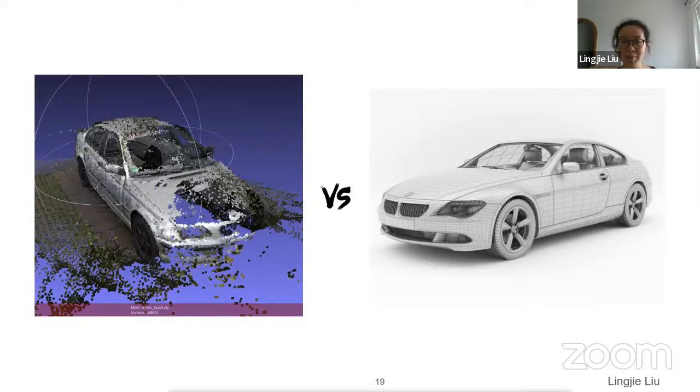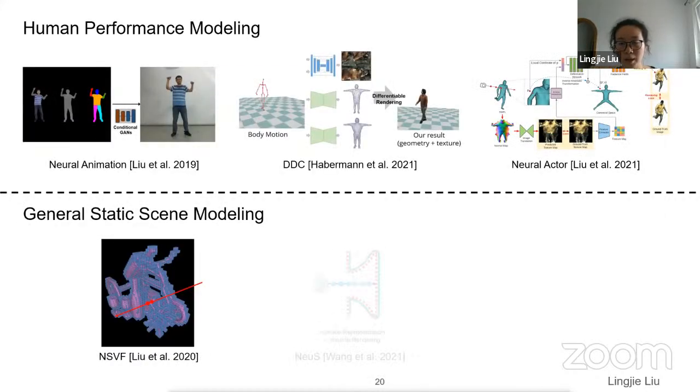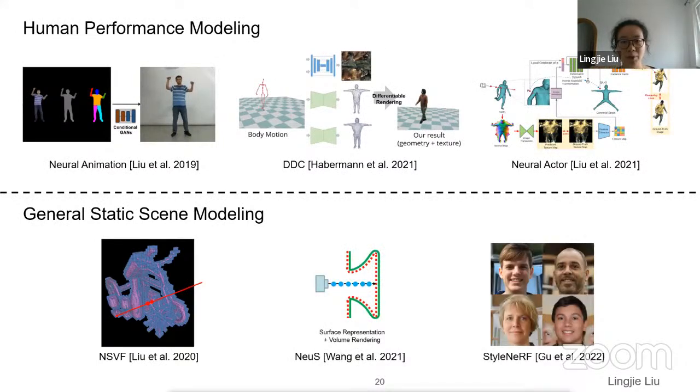Here we can see the gap between the output of the image-based reconstruction methods and the required quality of the 3D model for photorealistic rendering. Normally, in the traditional computer graphics pipeline, we often involve some manual intervention in this problem. Next, I will introduce my work in modeling and rendering of humans and general static things to address the limitations of the classical computer graphics pipeline.